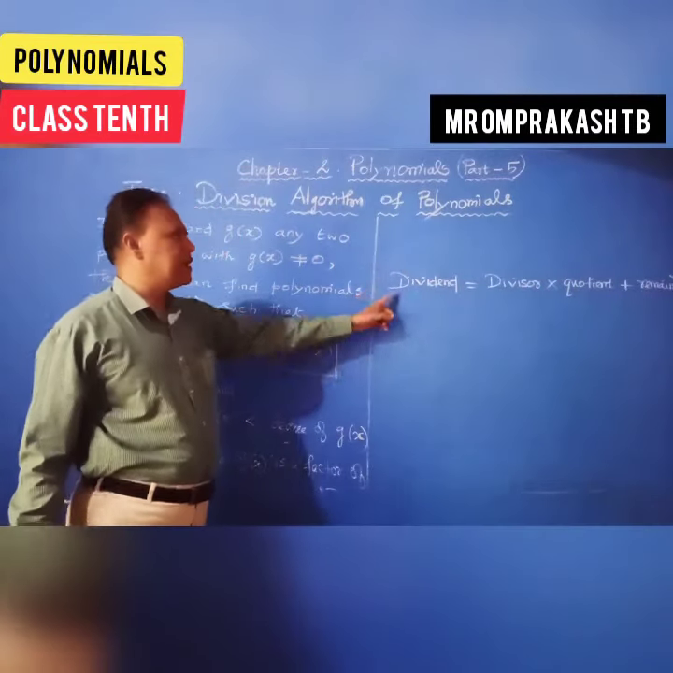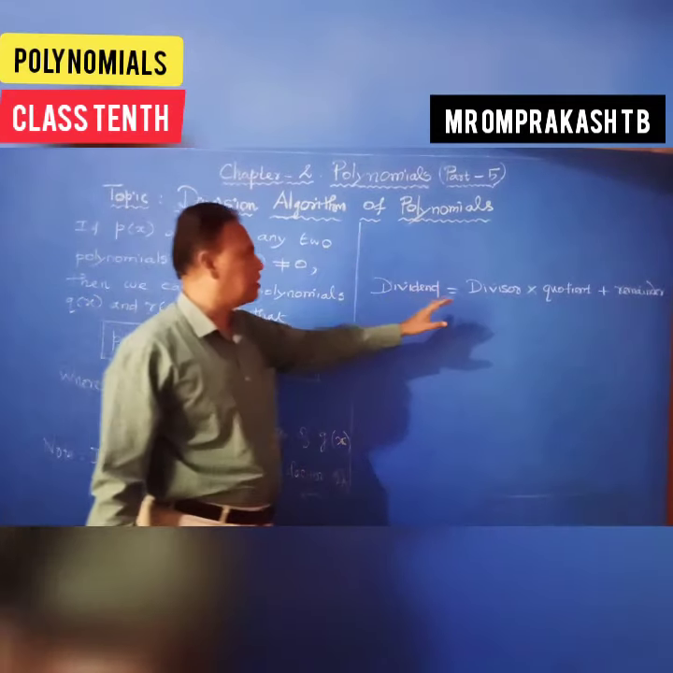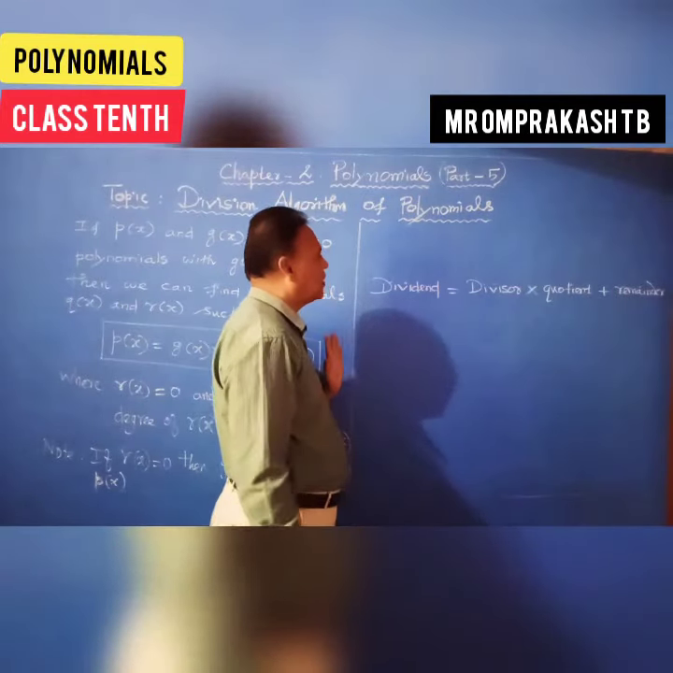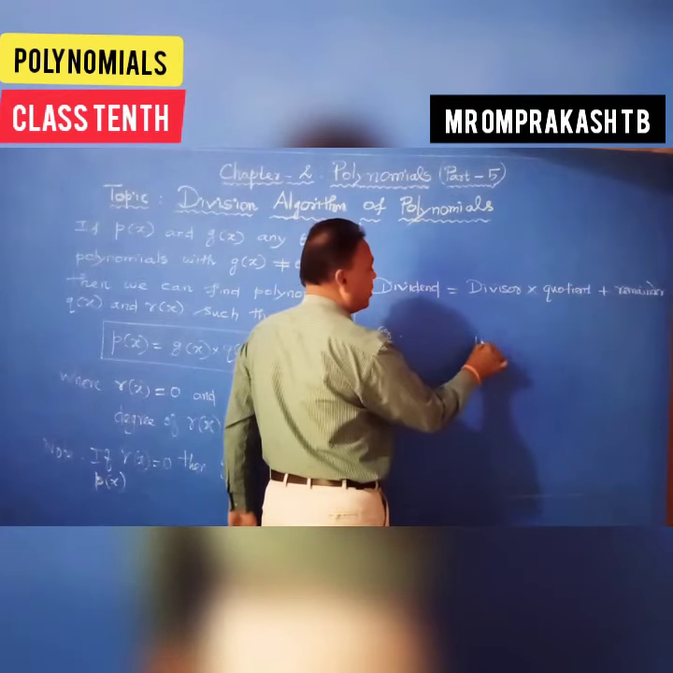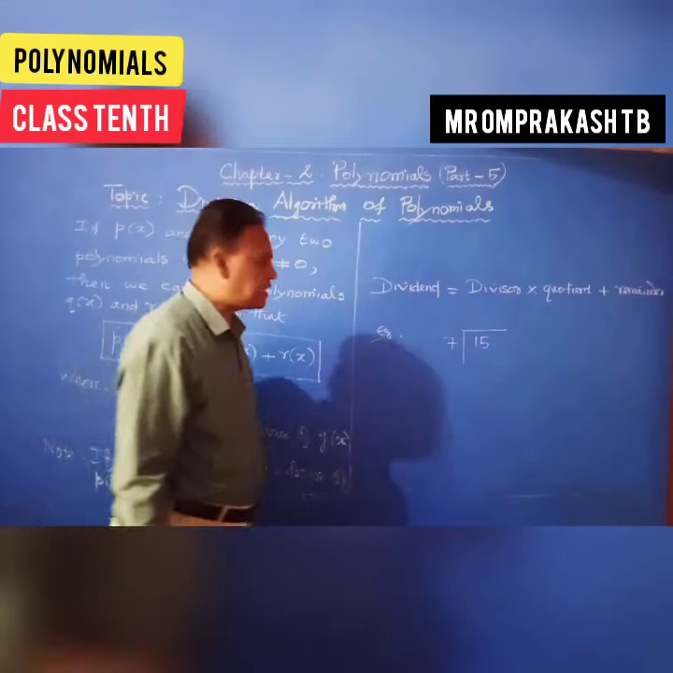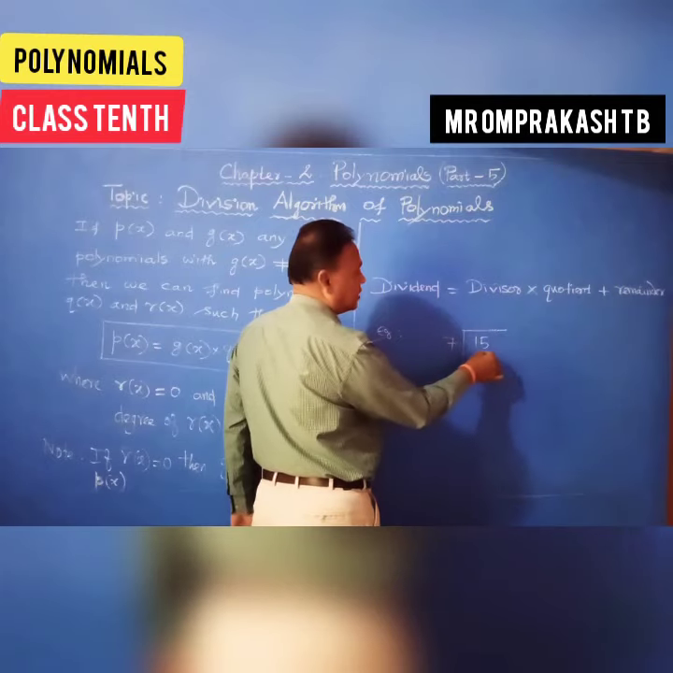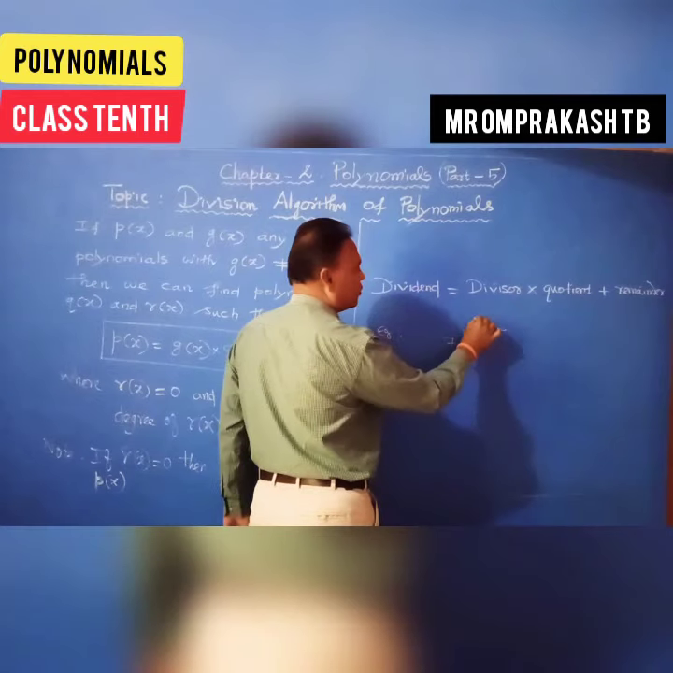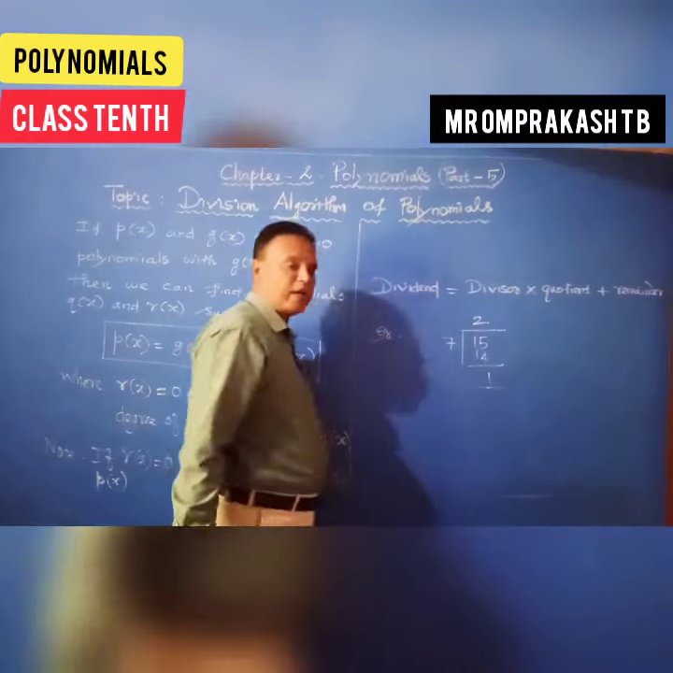Understand? In lower class you studied this division algorithm. So dividend is equal to divisor into quotient plus remainder. For example, you see 15 divided by 7. What will you get? What is the quotient? How many 7s are there in 15? 2. Quotient is 2, that is 14. What is the remainder? 1.